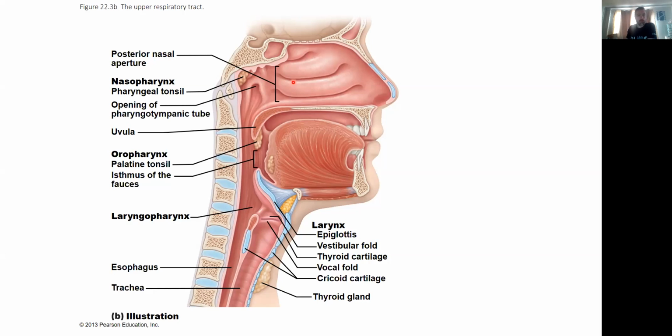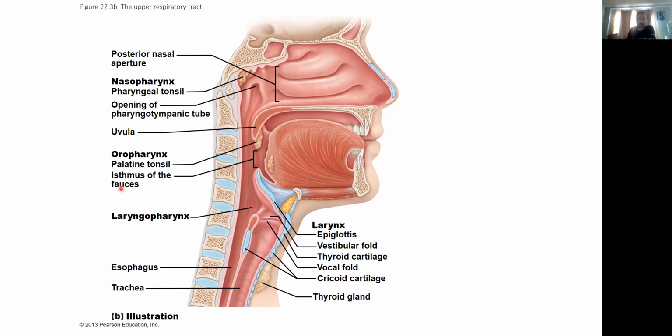You'll notice that there's basically nothing stopping things from getting from here to there. There is no way of closing that off whatsoever. This is open permanently. When we talk about the oropharynx, on the other hand, we actually have a way of closing off this relatively small opening.